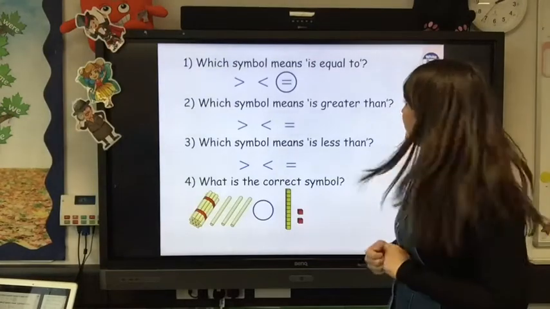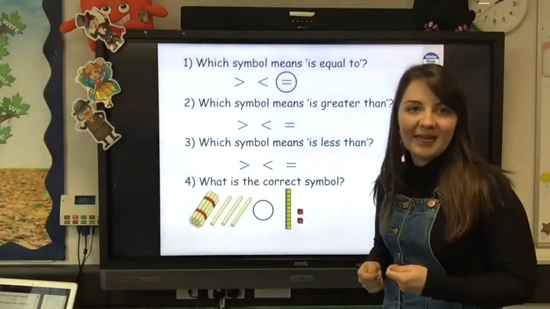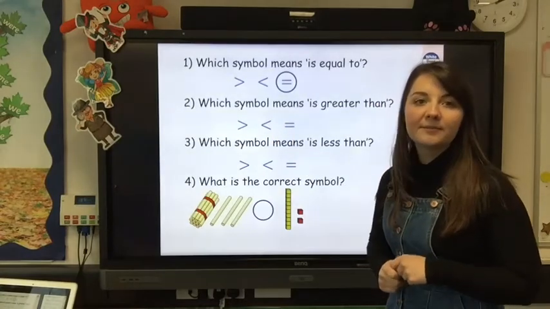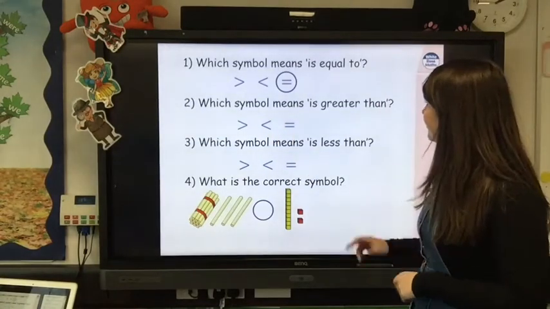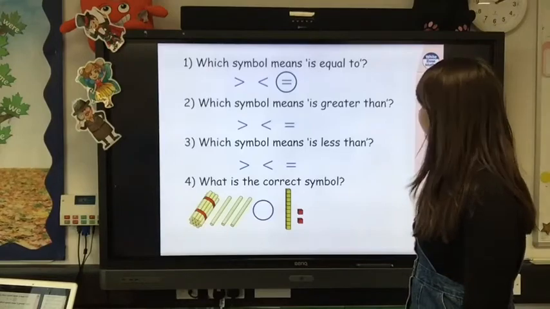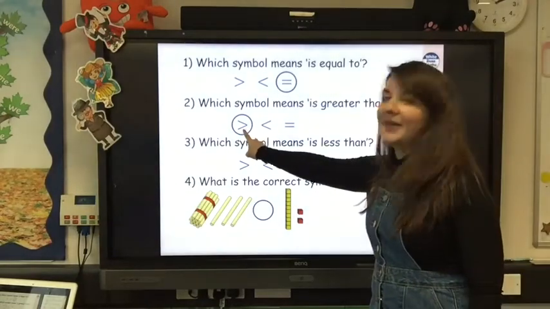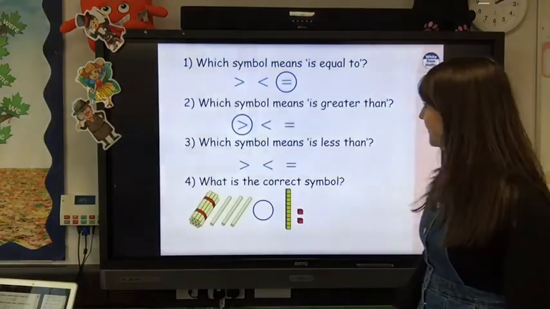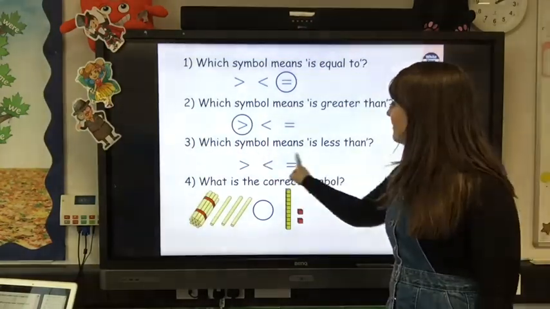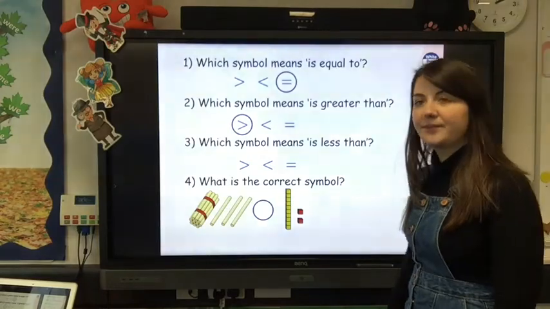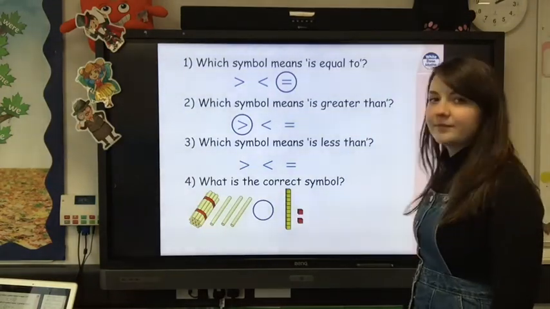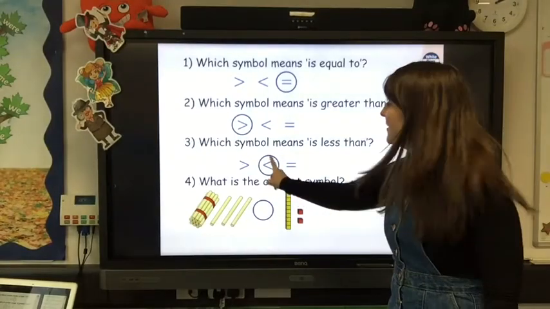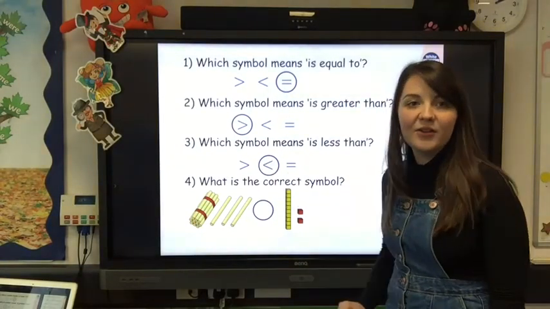Number two, which symbol means greater than? Which one would we use? It's this one here when we say a number is greater than another number. Number three, which symbol means is less than? This one here is what we use when we say a number is less than another number.